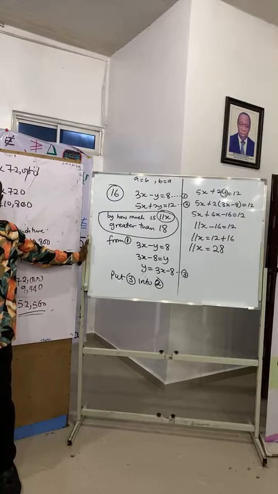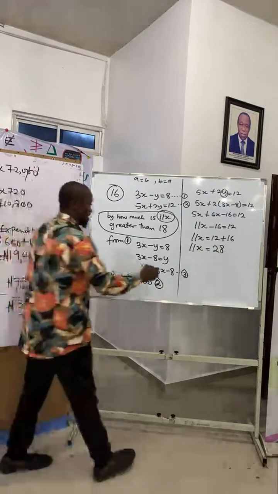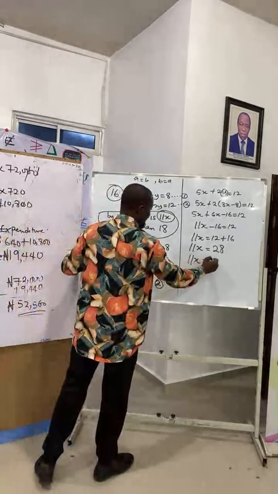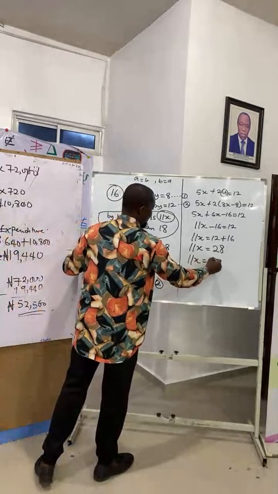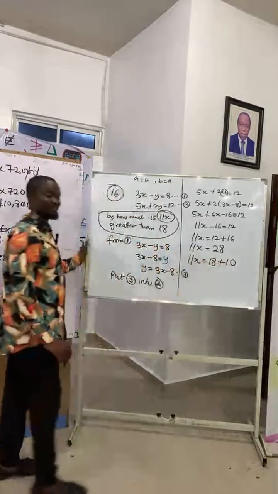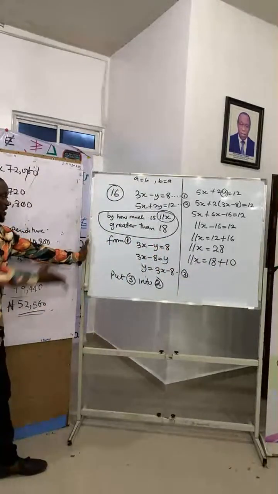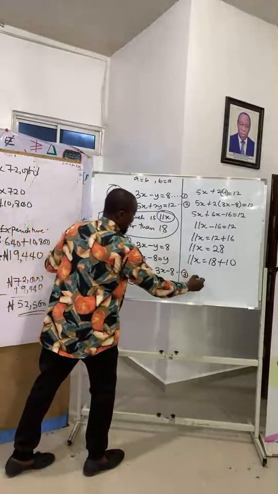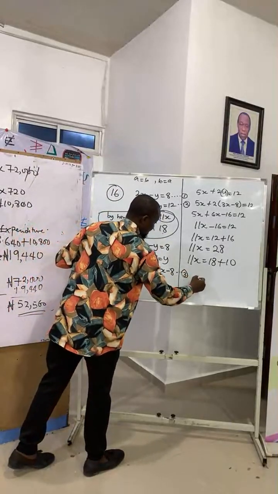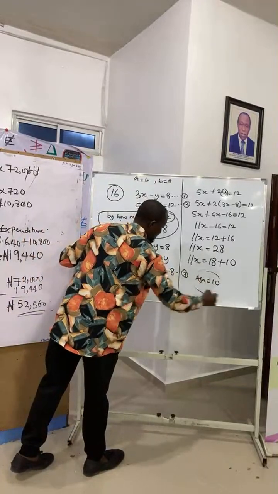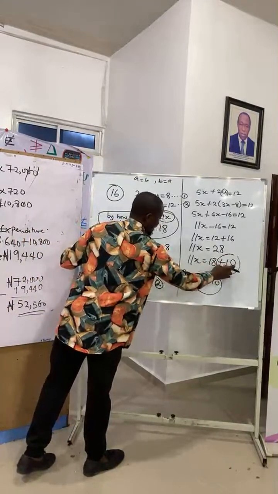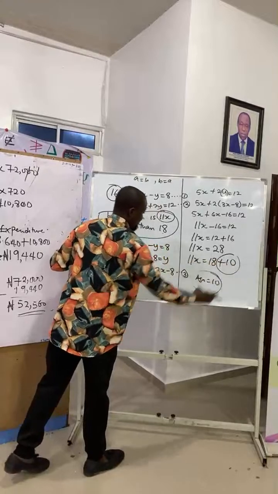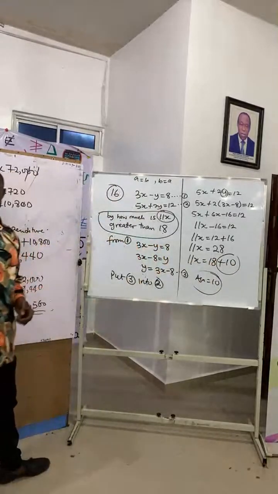We can split. 28 equals 18 plus 10. So 11x equals 18 plus 10, and we are getting closer to the answer. If you say by how much 11x is greater than 18, the answer equals 10. Because 10 is how much 11x is greater than 18. So the answer is 10.